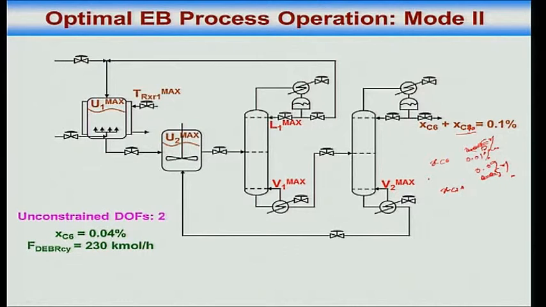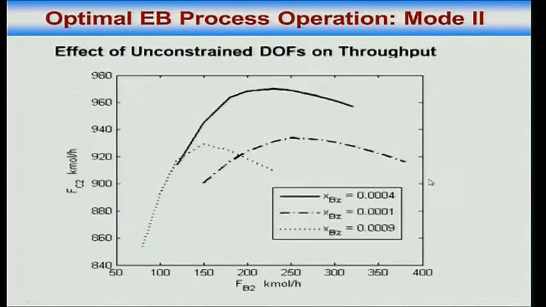Somewhere in the middle is the optimum that gives you maximum FC2. That's your objective, right? Therefore it goes down to about 0.04%. And of course, because you are increasing throughput, your DEB recycle increases to 230 kilomoles an hour. Okay, so these are the two unconstrained degrees of freedom. Now let us synthesize the control system.